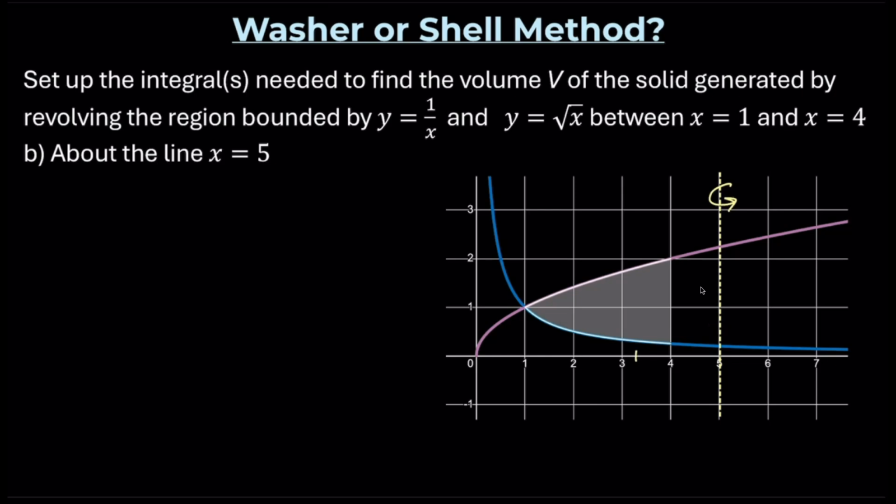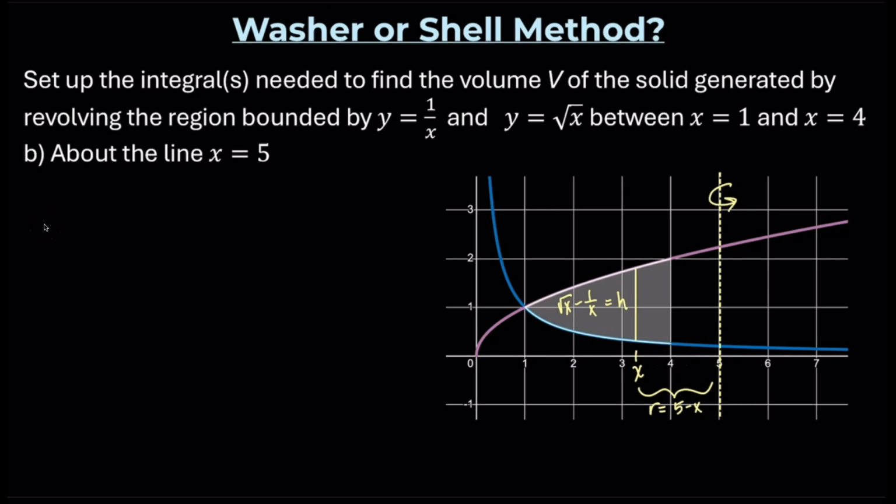So if I pick a random x value here and I draw a shell height, then the shell height is top minus bottom, and over the entire region, we can see the top and bottom function don't switch. So this is going to be my shell height, and then my shell radius is going to be found by doing right minus left. So here's my shell height, top minus bottom, and then the shell radius, r, right minus left, is going to be 5 minus x. And then that shell height, again, is the square root of x, the top function, minus 1 over x, the bottom function. And we are doing this from x equals 1 to x equals 4.